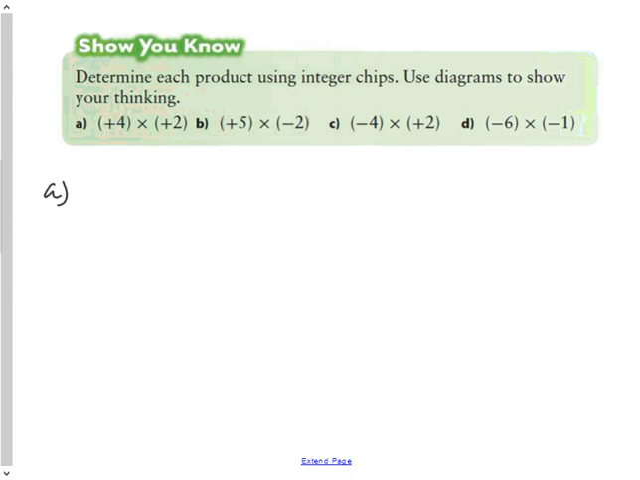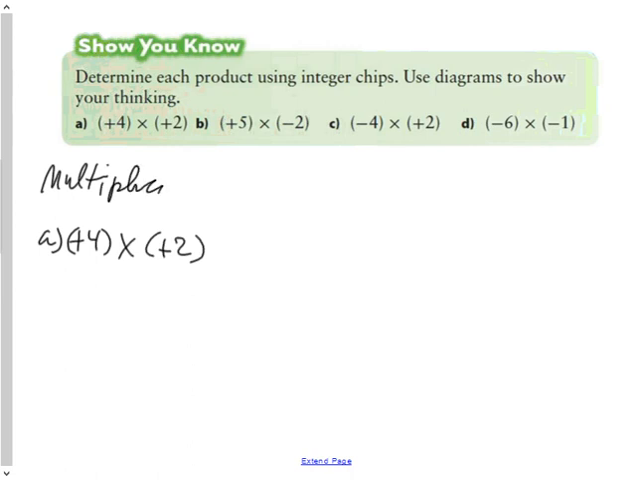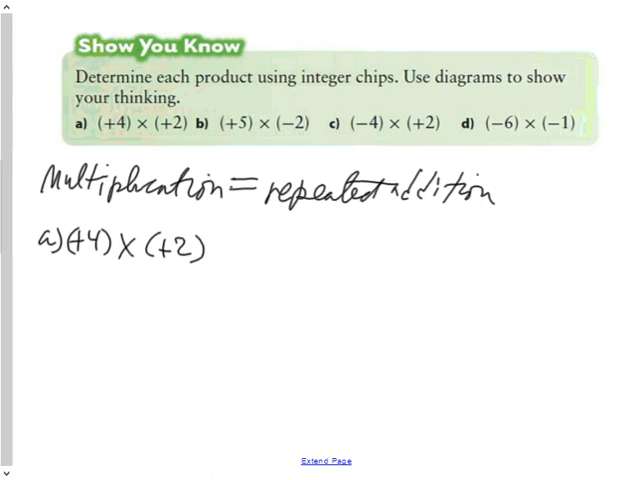So for A, the question is positive 4 multiplied by a positive 2. And really, the first thing we have to understand is what multiplication means. Multiplication is just a way to show the same thing as, or is equal to, repeated addition. Repeated is spelled R-E-P-E-A-T-E-D. So if you understand that repeated addition and multiplication are the same thing, it's going to help you understand the modeling a lot better.